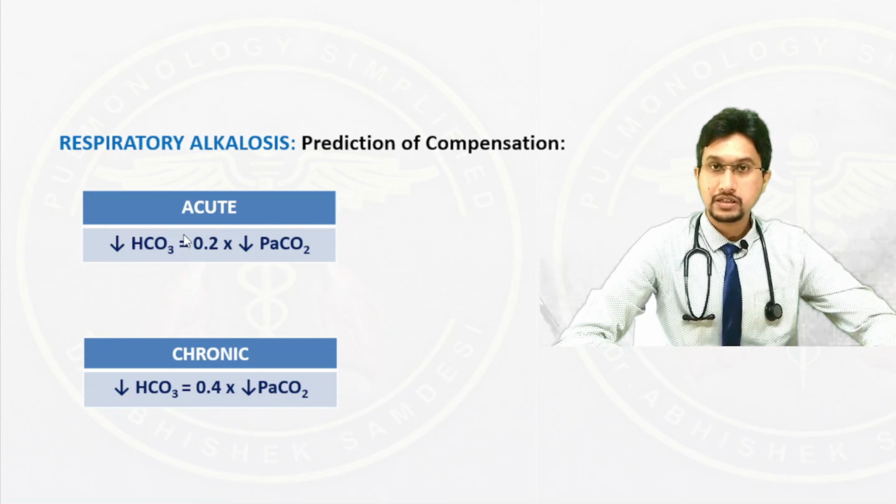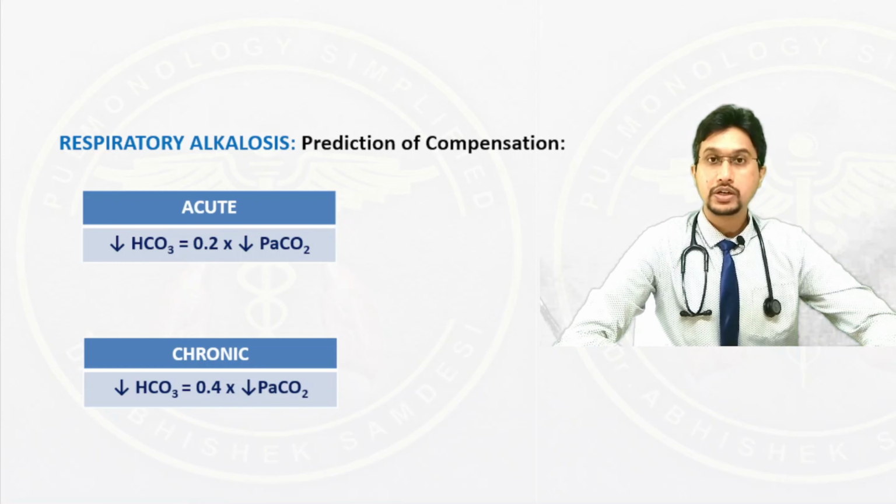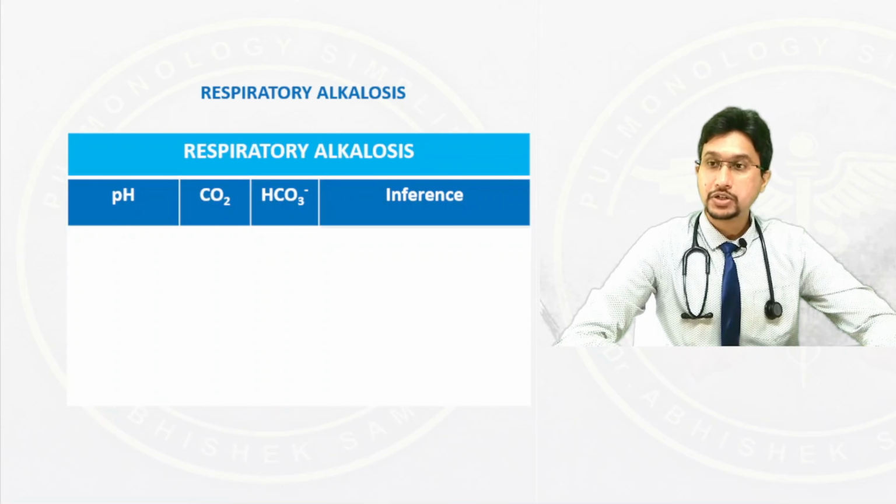So what is happening here is, whenever your carbon dioxide is on the lower side, your bicarbonates in the body reduce so as to compensate for the alkalosis. So these are the equations to assess if patient has acute or chronic compensation. Let us discuss regarding the interpretation of respiratory alkalosis. Let us have a look at the first scenario.